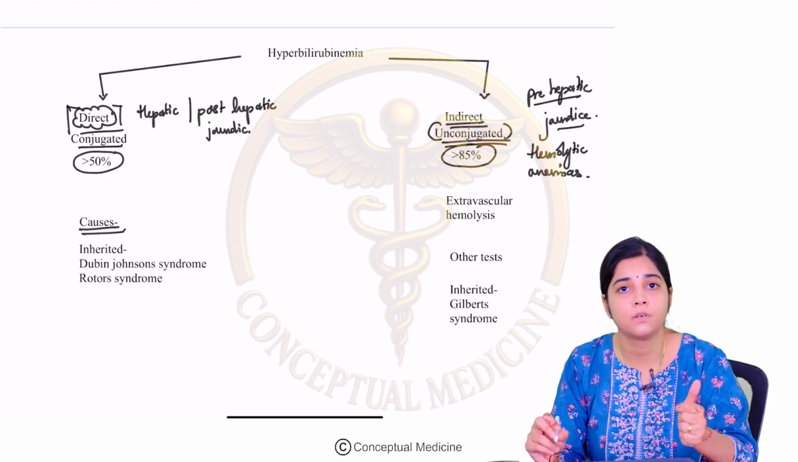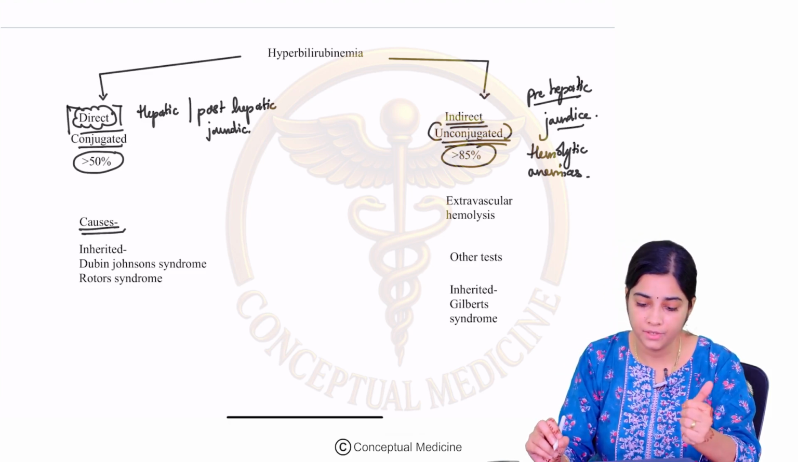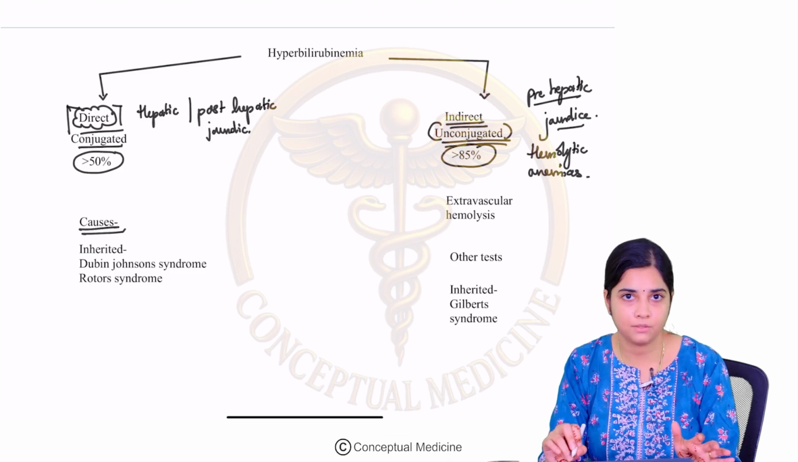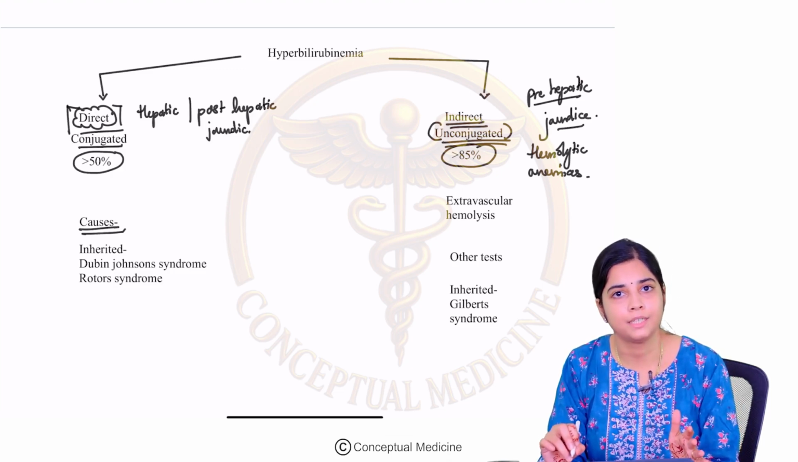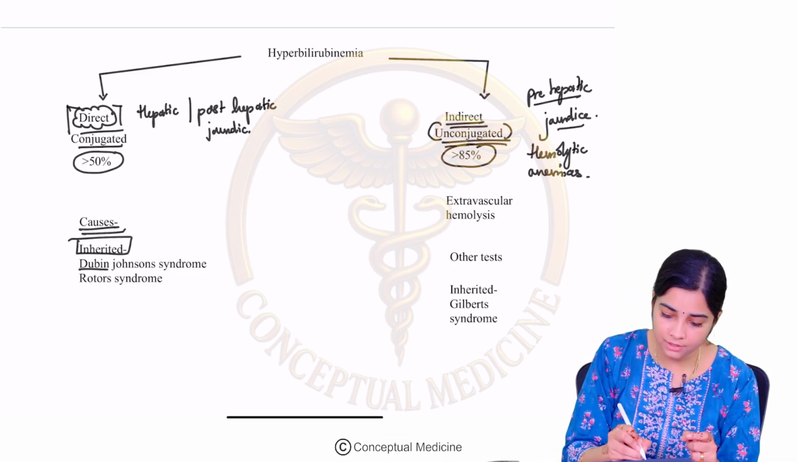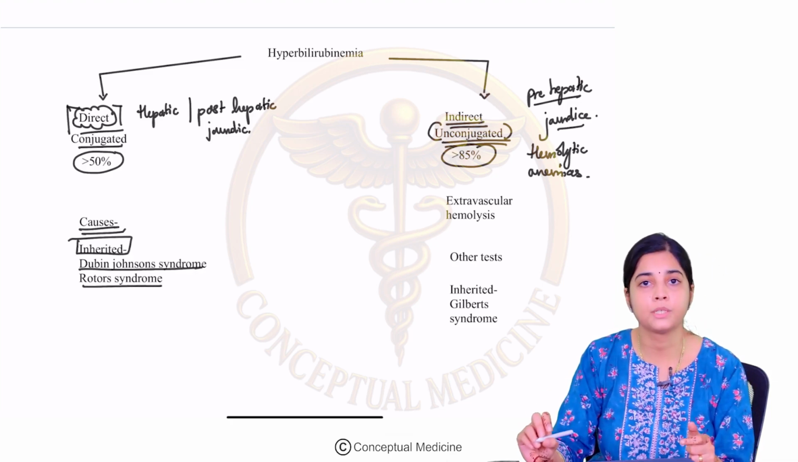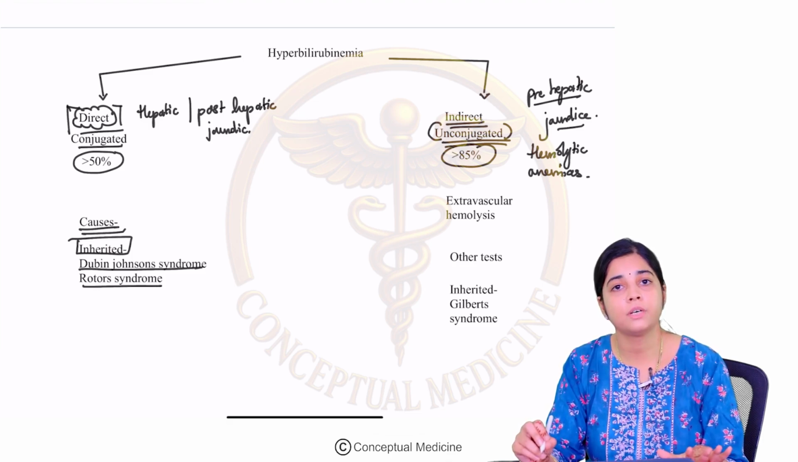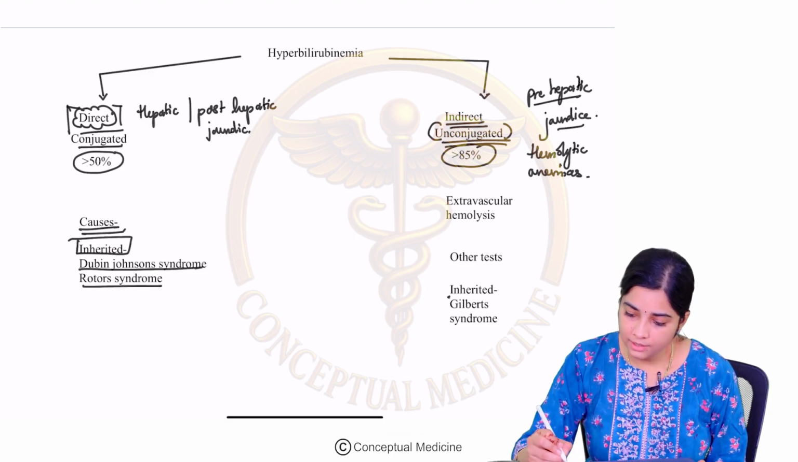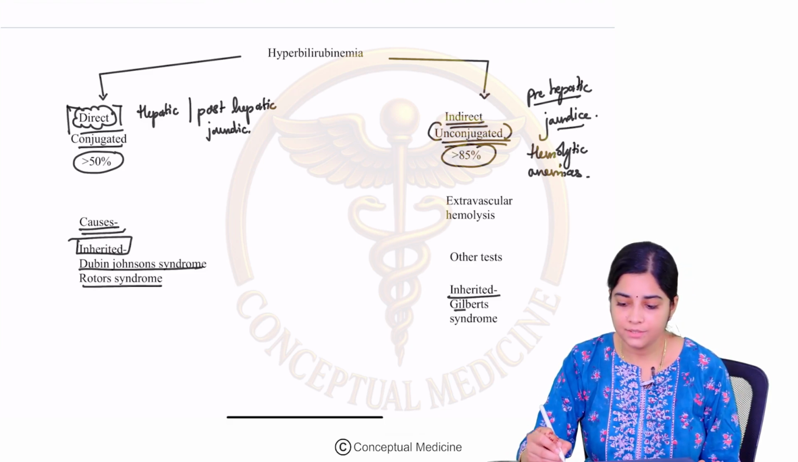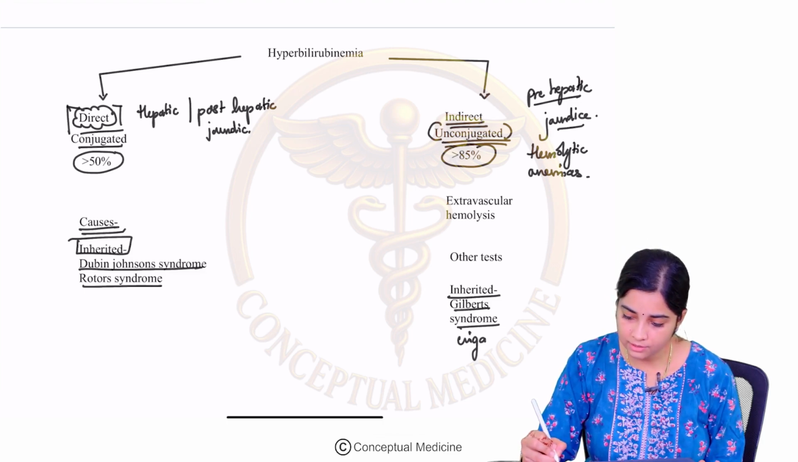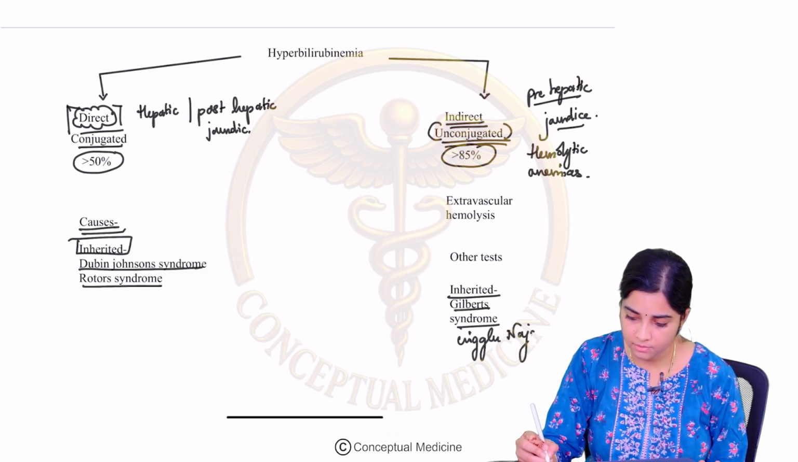Fine. So what are the causes for direct hyperbilirubinemia? Direct can be due to hepatic or post-hepatic jaundice, that is, due to multiple causes that we know, like viral hepatitis or any disorder of the biliary tract. The genetic causes that you should remember are Dubin-Johnson syndrome and Rotor syndrome. Then for indirect hyperbilirubinemia, the inherited disorders are Gilbert syndrome and Crigler-Najjar syndrome.